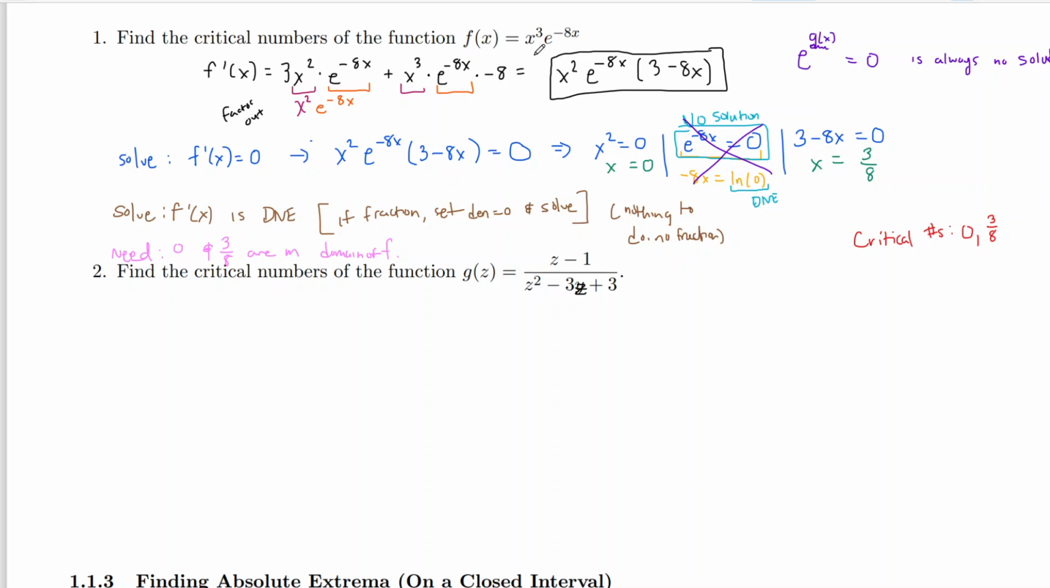All real numbers. Okay, no matter what we plug in, because we don't have those three restrictions, there is no restriction on the domain. So since the domain is negative infinity to infinity, they both are critical numbers.